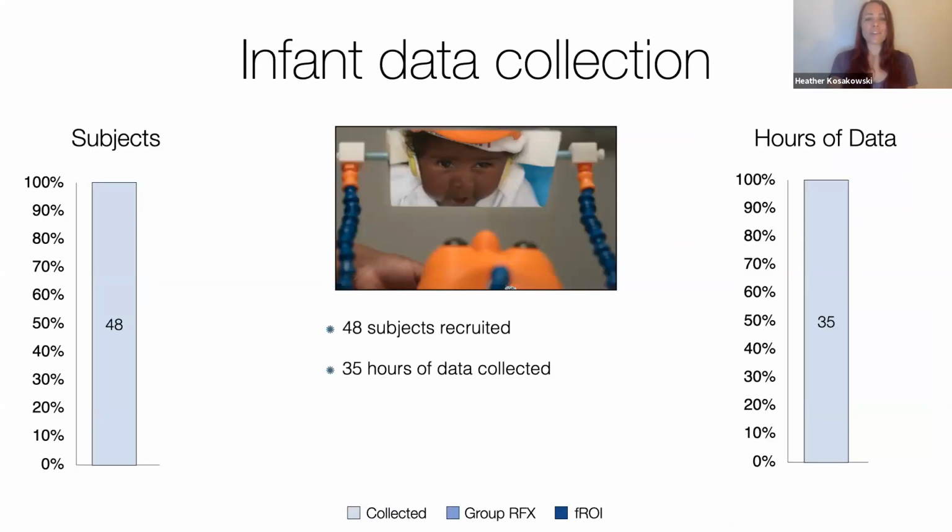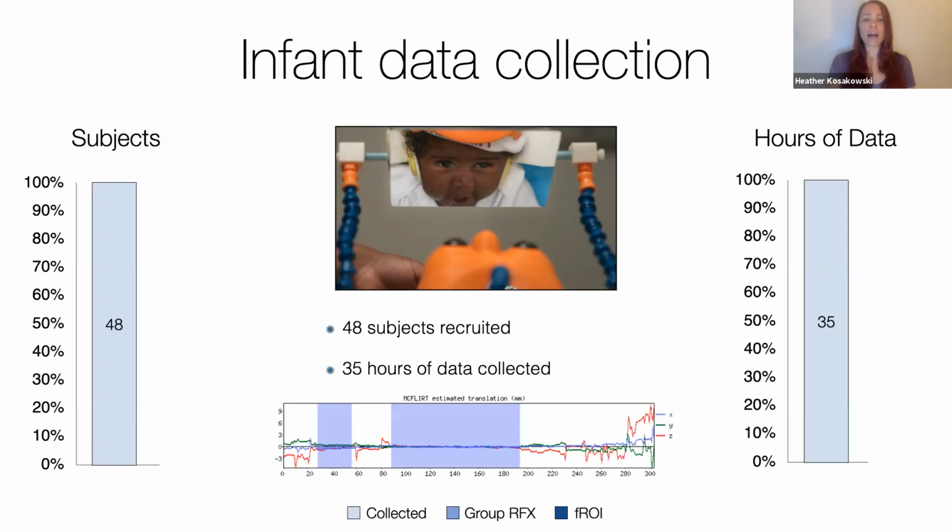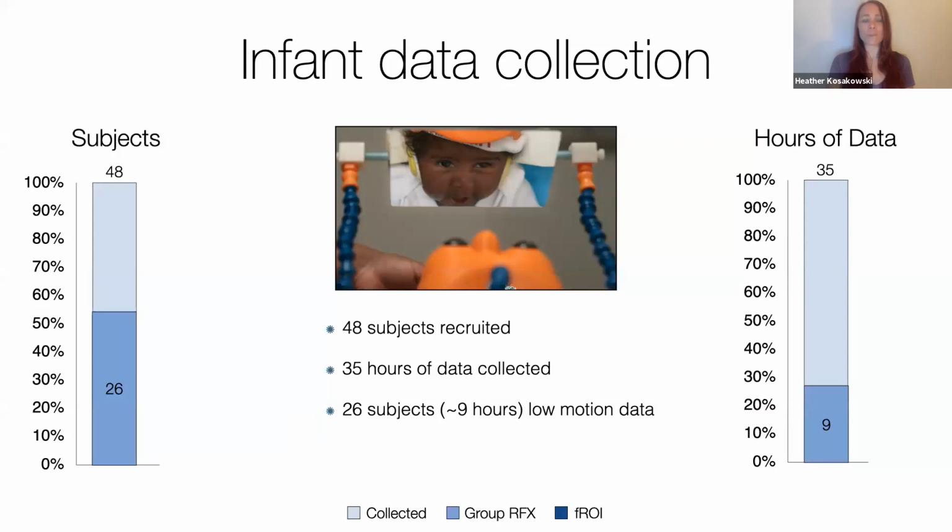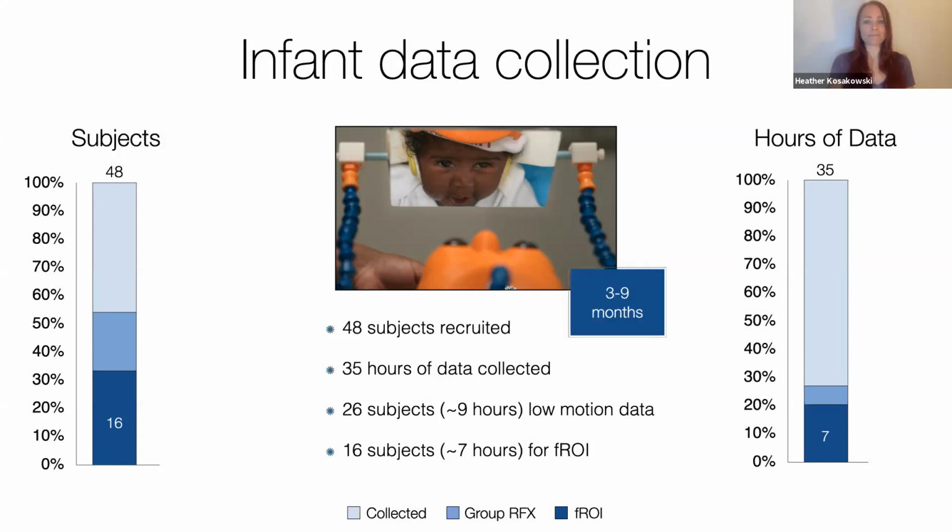For this study, we recruited 48 infants and collected a total of about 35 hours of data. We removed high motion segments and created subruns, which left us with about 9 hours of low motion data from 26 subjects. But only 16 of these subjects had enough data for their ROI analysis, leaving us with a total of about 7 hours of data from infants that were 3 to 9 months old. After all of that work, what did we find?